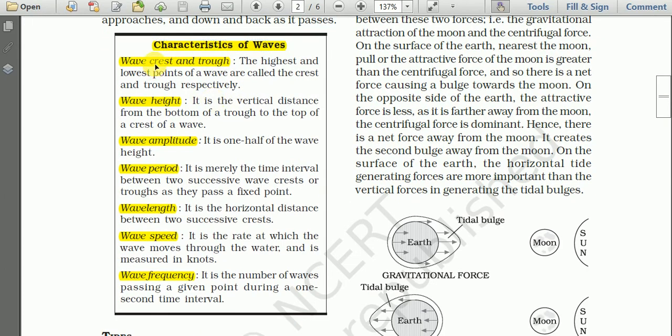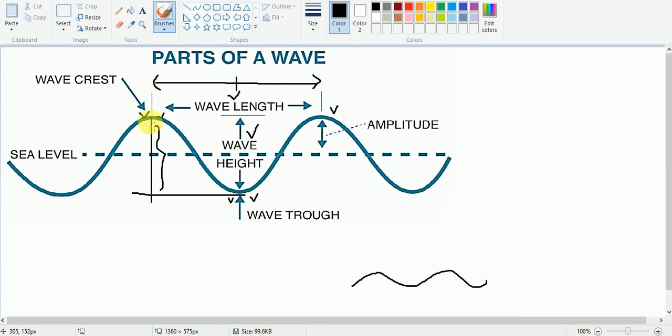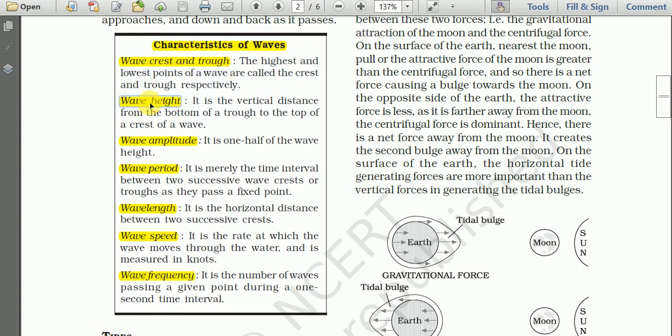See, we have a wave crest and trough that we have learned earlier. The highest and the lowest point of a wave are called the crest and trough respectively. See here, the highest point is known as a crest, and this is also another crest, and this is a trough, and this is also a trough. Then wave height, it is also explained earlier. It is the vertical distance from the bottom of a trough to the top of a crest of a wave, as you have seen here.